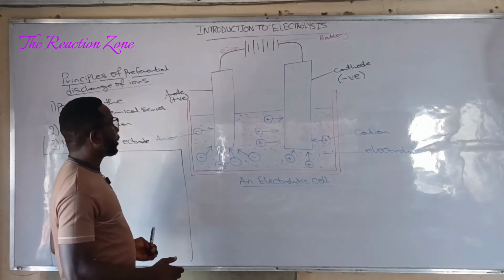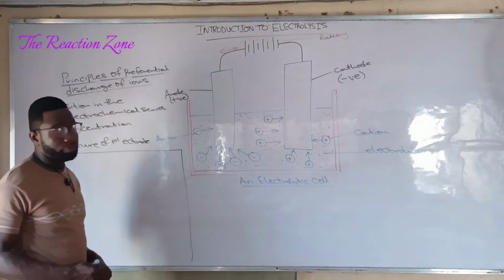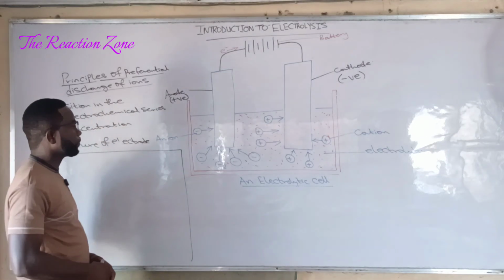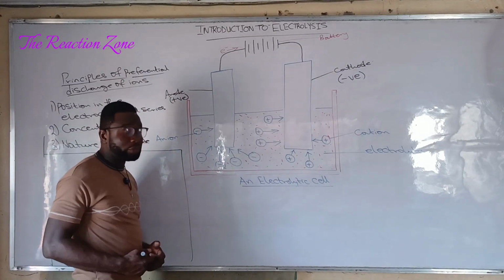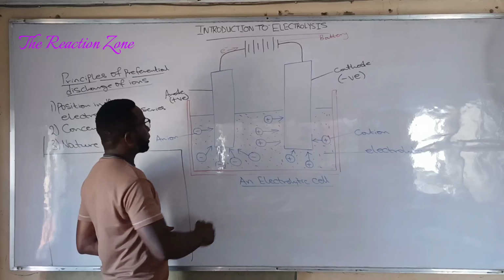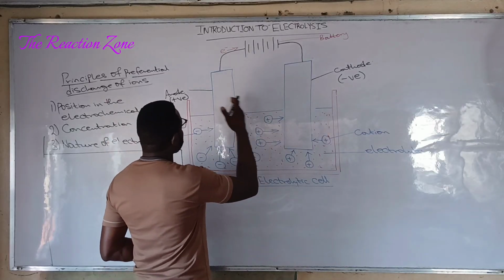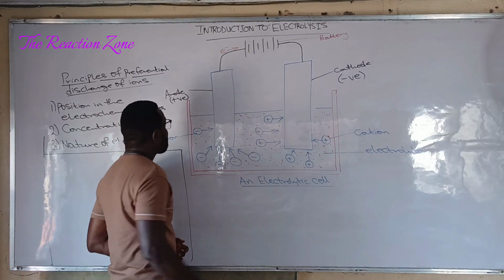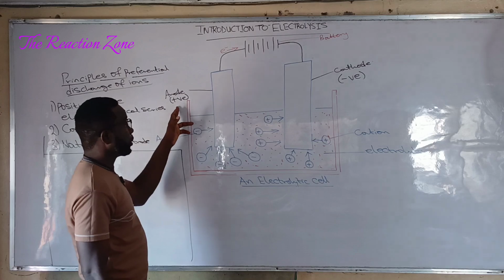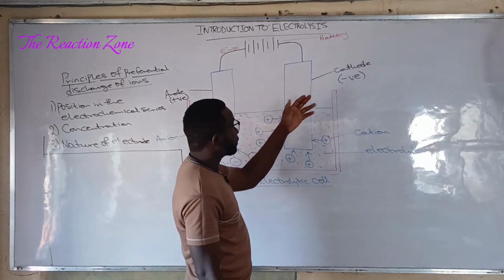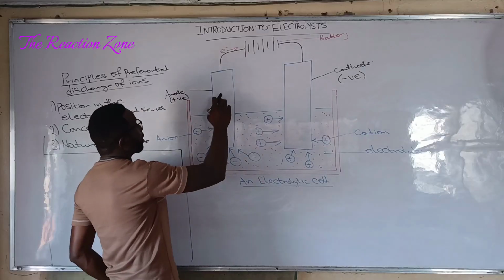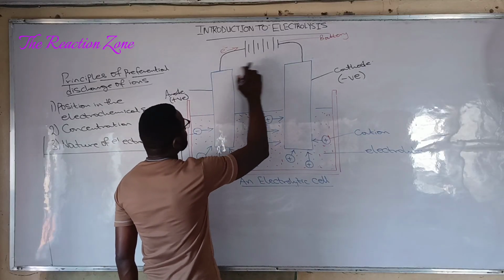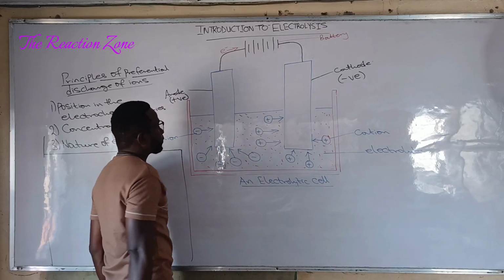What we have on the board here is an electrolytic cell. We're going to be looking at the components. In this electrolytic cell, we can see the metallic conductors, that is the anode and the cathode. The anode is the positive electrode and the cathode is the negative electrode. These electrodes are connected to a battery through wires.